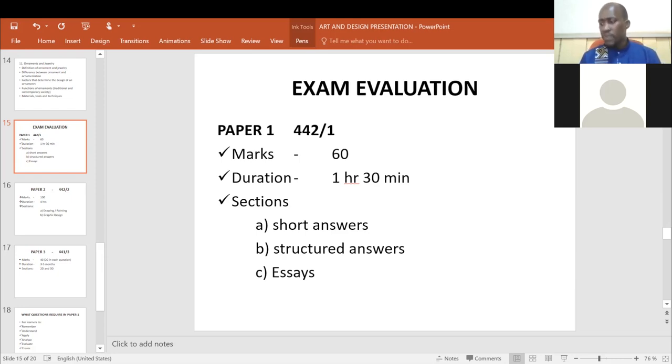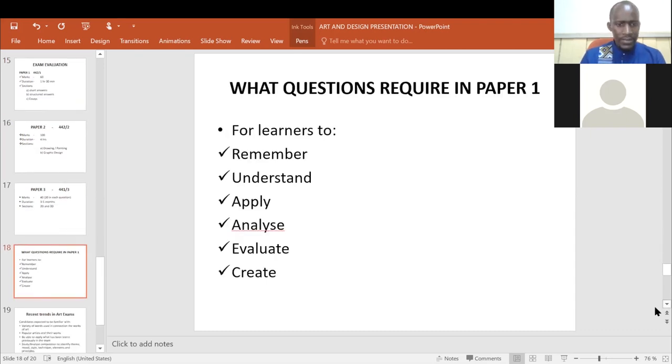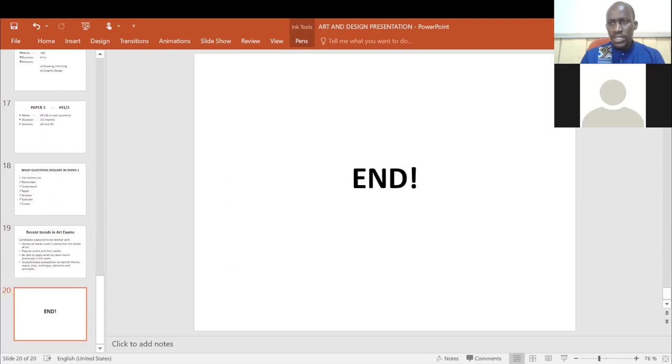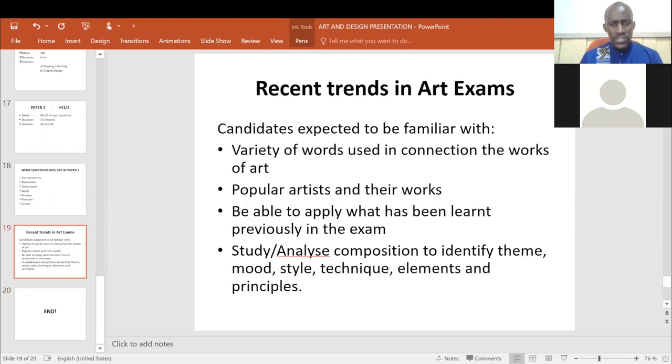You should be able to remember the previously learned materials in class. You should be able to understand the materials you've been taught. You are supposed to apply the knowledge you've been taught theoretically in an exam. And lastly, we can talk about the recent trends in art exams.